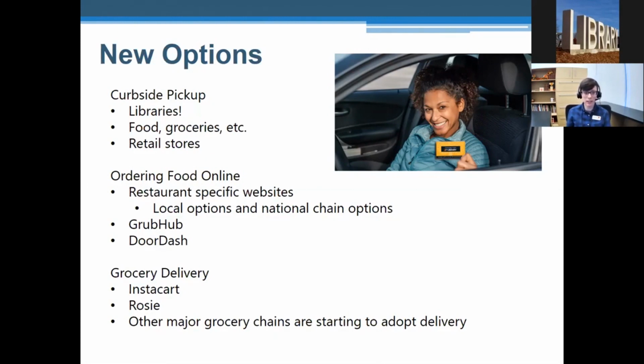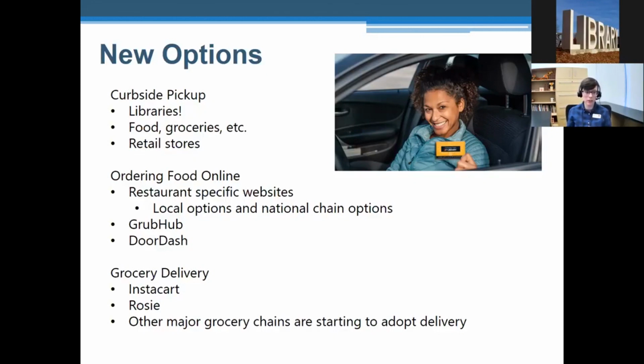Ordering food online has been a thing in the past, but it's getting more prevalent nowadays. There are two options. Local places might have their own website, and most national chains have their own website, which you can order from specifically. But there are also apps where you can see a list of all the restaurants in your area and order right from that app. Things like Grubhub or DoorDash are options. And then again, you would enter all your information there to place your order.